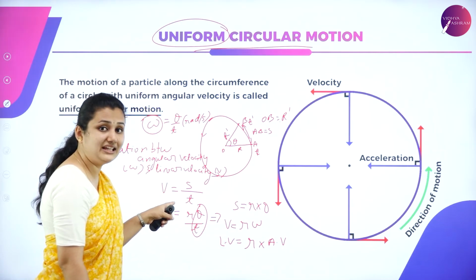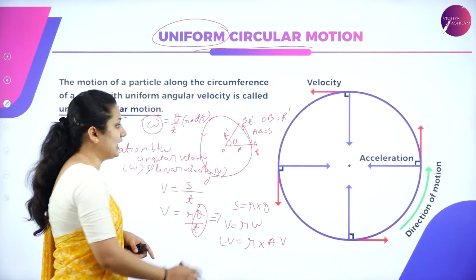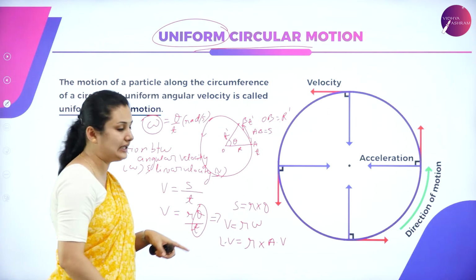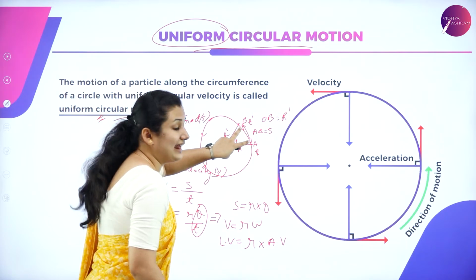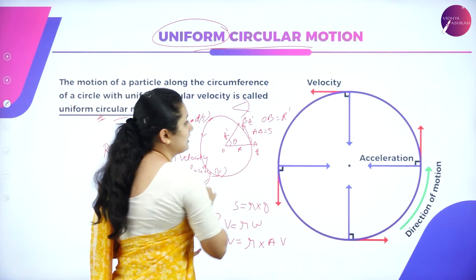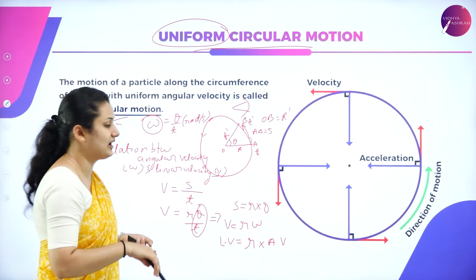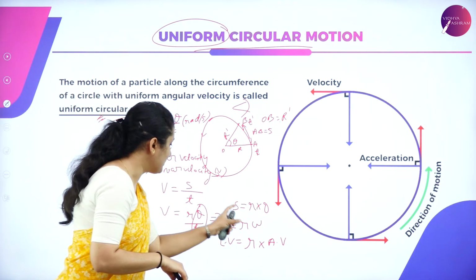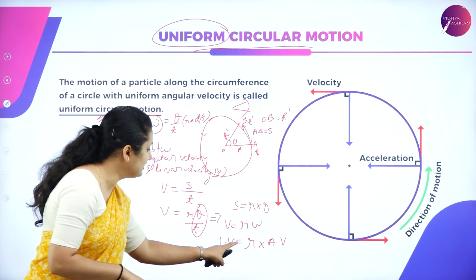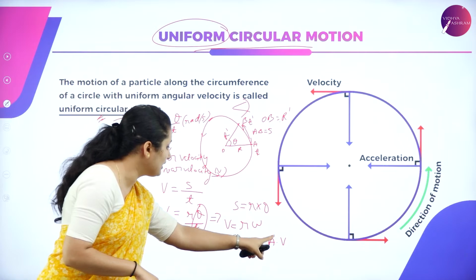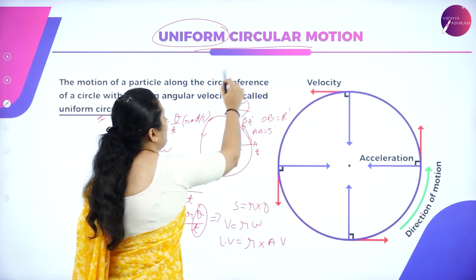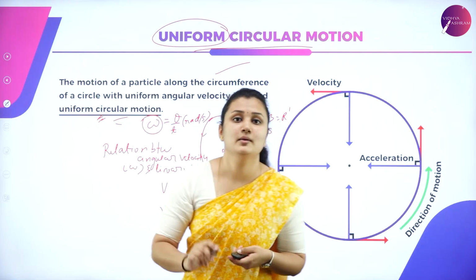What is the equation for linear velocity? Displacement by time. I have taken displacement as S. So it is S by t. This is also called length of the arc. How do you define length of the arc? Length of the arc is radius into angle made by it, r theta. Substituting the value here, I get V is equal to r omega. You can see the linear relation between angular velocity and linear velocity, how they are related. So this is about uniform circular motion.